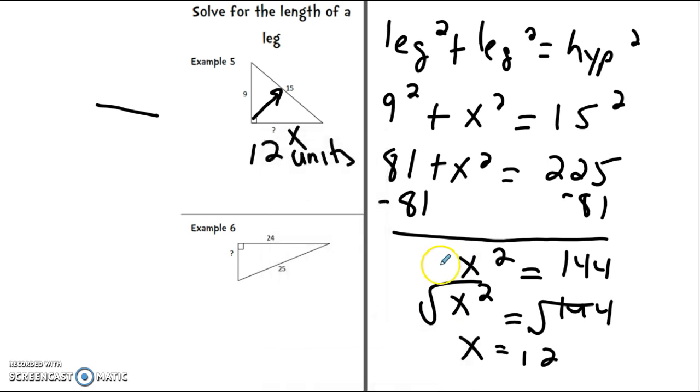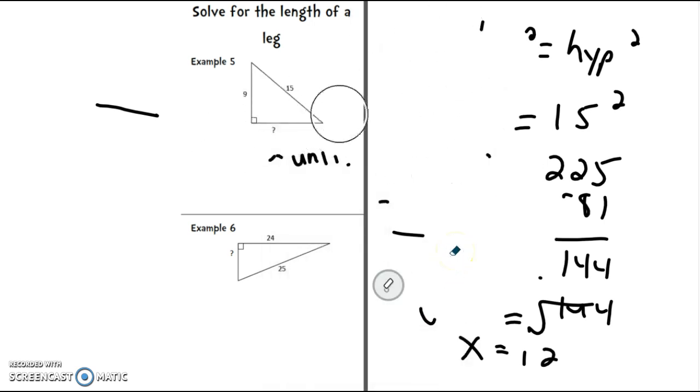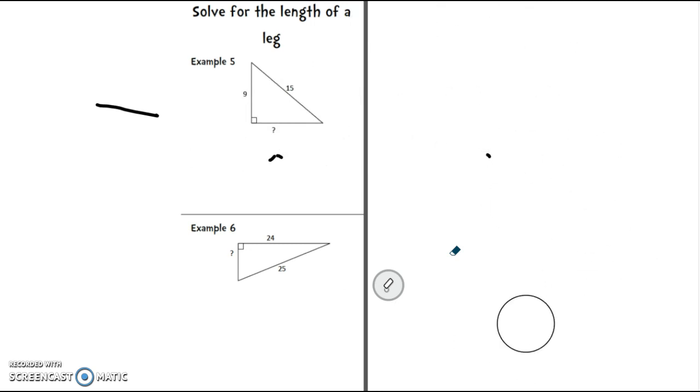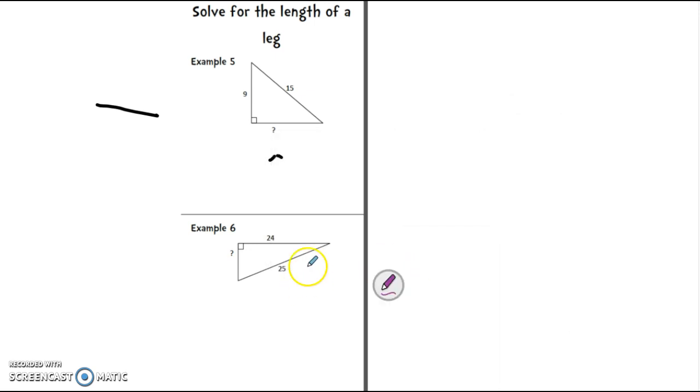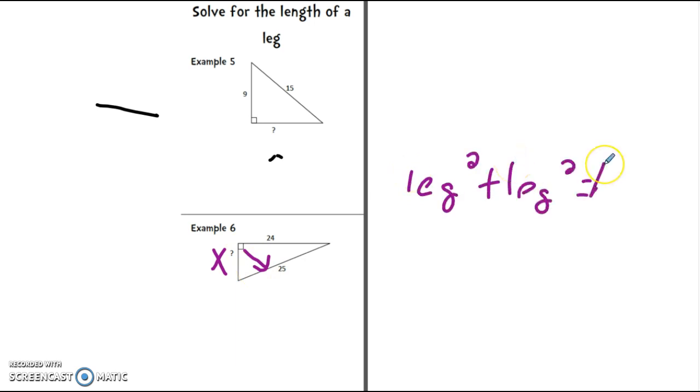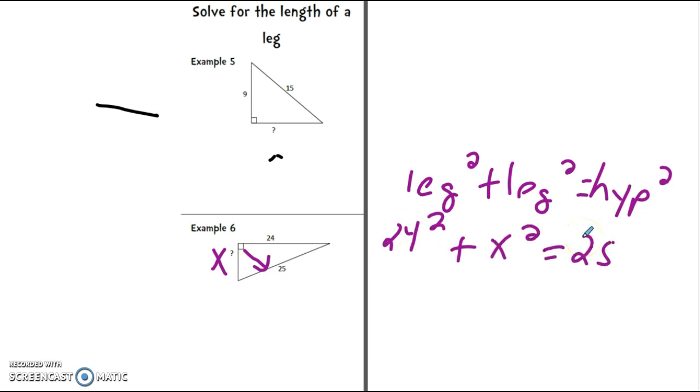All right, so once again, I gotta hurry up. Let's do the next one. You guys can always stop and replay these though. So this one is x. The hypotenuse is the 25. Right? So leg squared plus leg squared equals hypotenuse squared. So I have 24 squared plus x squared equals 25 squared. Right? 24 squared is 576 plus x squared equals 625.